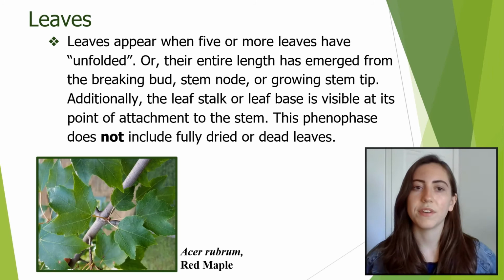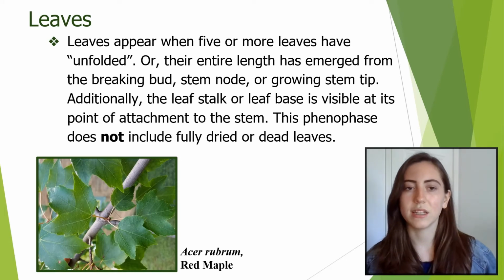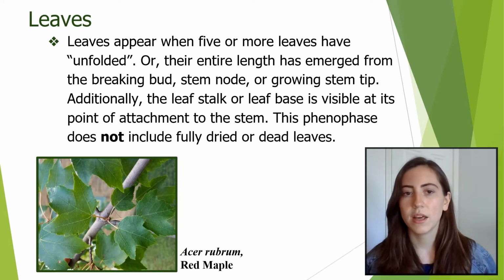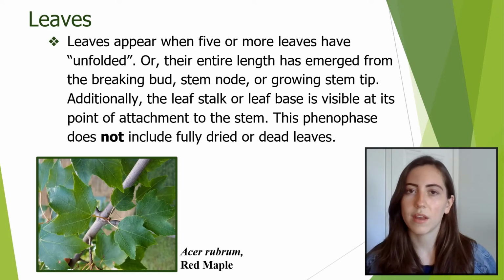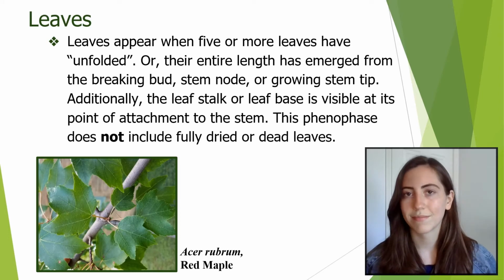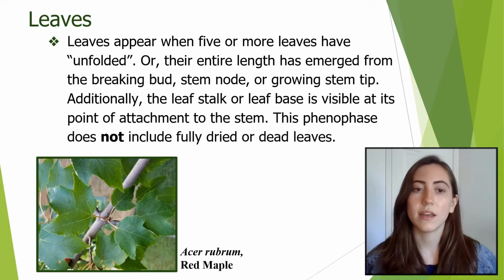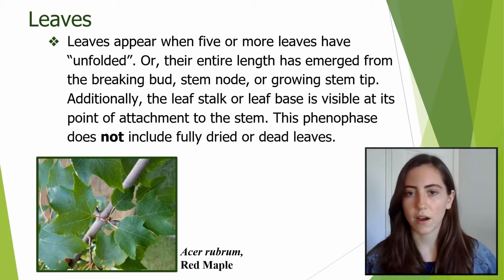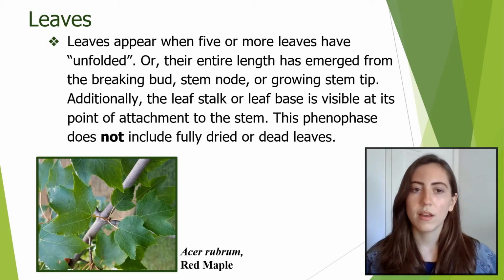The second phenophase is leaves. Leaves appear when 5 or more leaves have unfolded, or their entire length has emerged from the breaking bud stem node or growing stem tip. Additionally, the leaf stalk or leaf base is visible at its point of attachment to the stem. This phenophase does not include fully dried or dead leaves. Here you can see there is a distinct unfurled leaf, which is green, and there is a distinct stalk, which in this case is brown, attaching the leaf to the branch.